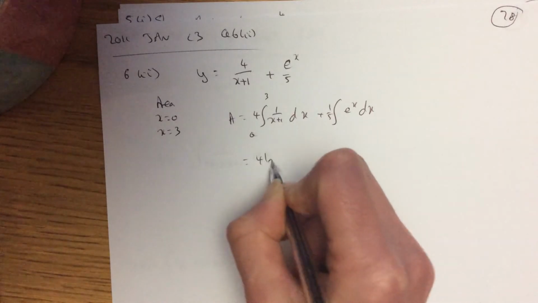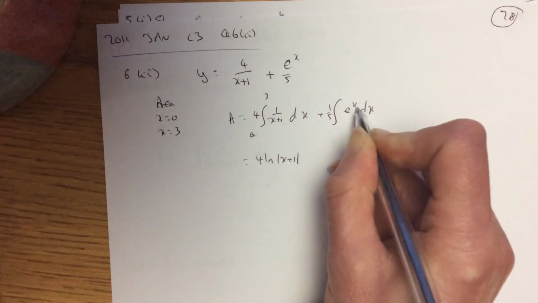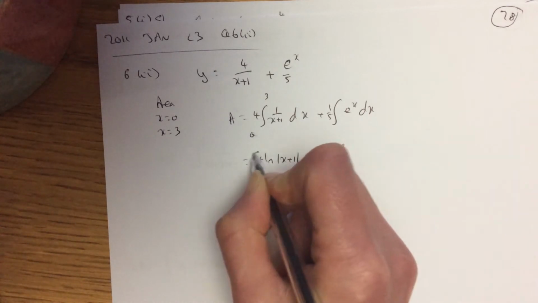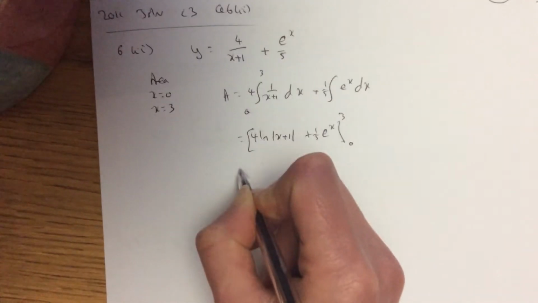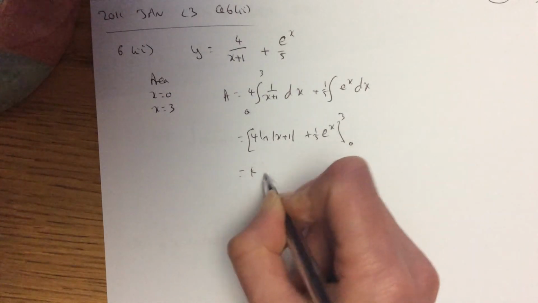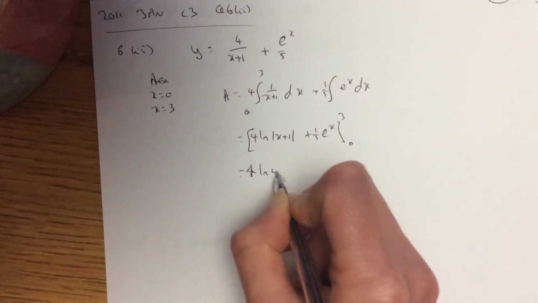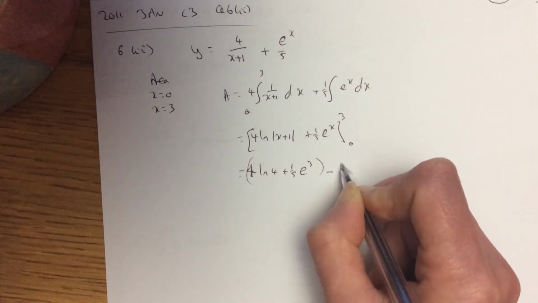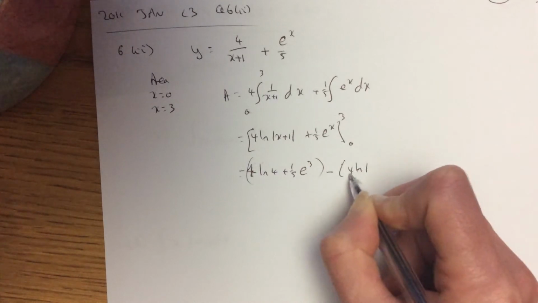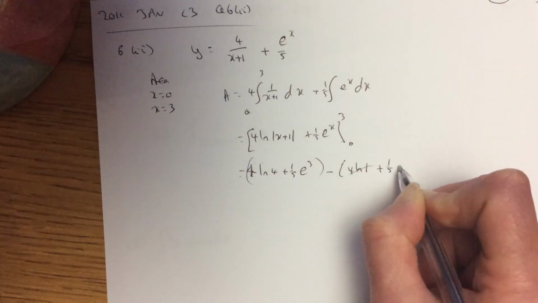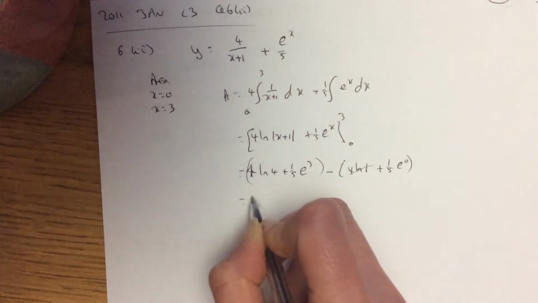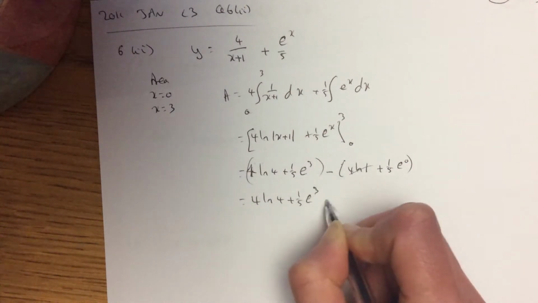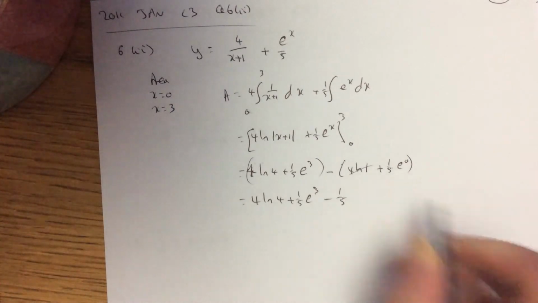Derivative is on top, so just log the bottom. e^x, derivative is a 1, it's in front, so it just goes back to e^x. Put in your 3 and your 0. So sub in your 3 now, so you get 4 log 4 plus a 5th e^3, minus 4 log 1, which is 0, plus a 5th e^0, which is 1. So I have 4 log 4 plus a 5th e^3 minus a 5th.